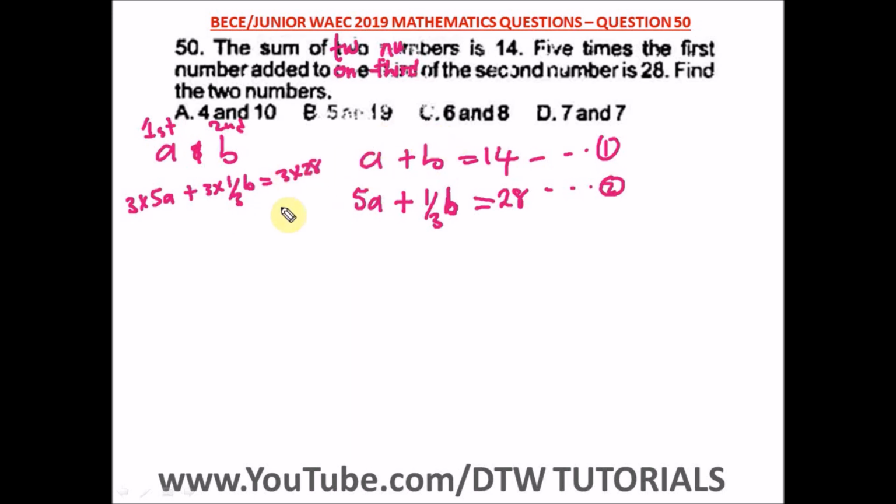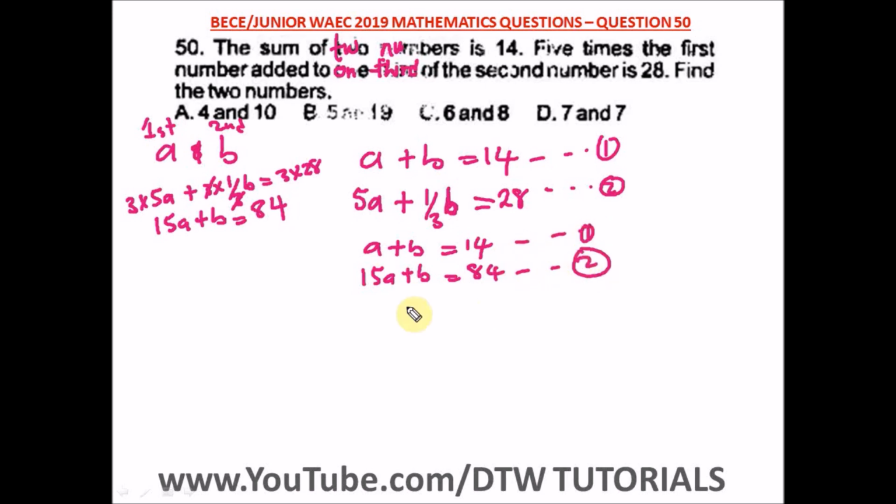So what are we going to have here? This times this will give us 15a, and this 3 will cancel out this 3. We have plus b equal to 3 times 28, which will give us 84. So we simplify this. Here we have a plus b equal to 14. Then we have 15a plus b equal to 84. So equation 1, equation 2. From here I would love to cancel out plus b, that's this b here.